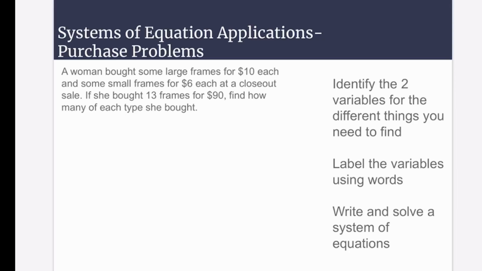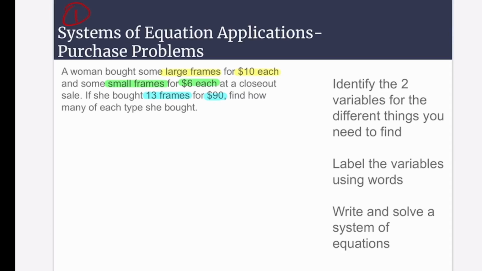So this first problem is going to be a purchase problem. This is number 1. A woman bought some large frames for $10 each. So I'm going to start highlighting right away. Large frames, $10 each. Some small frames for $6 each. Small frames, $6 each. She bought 13 frames in all, so that's not large or small. And that was $90. Find how many of each type she bought.